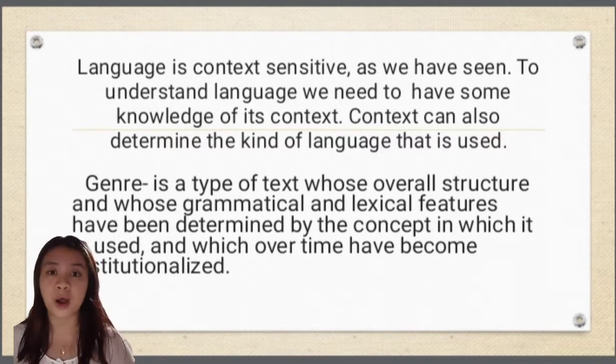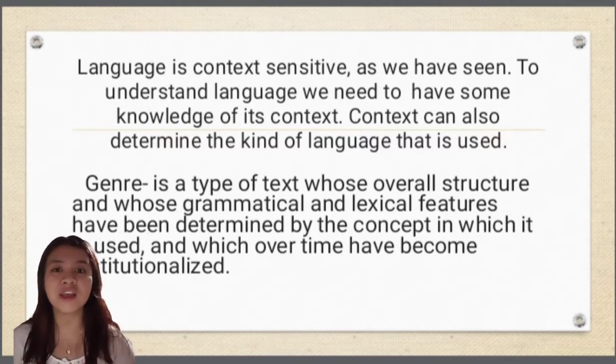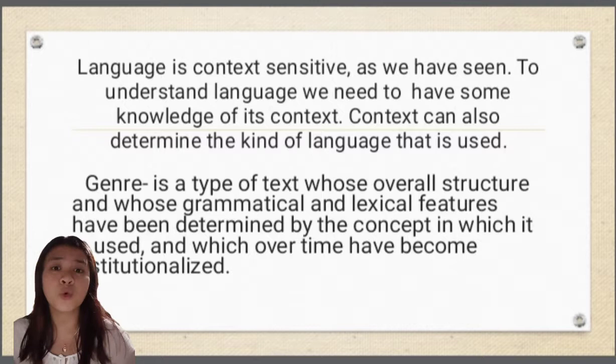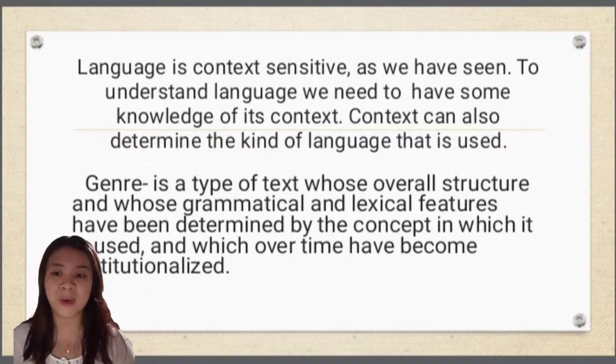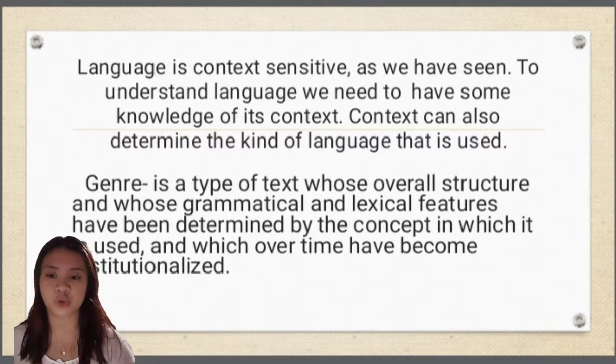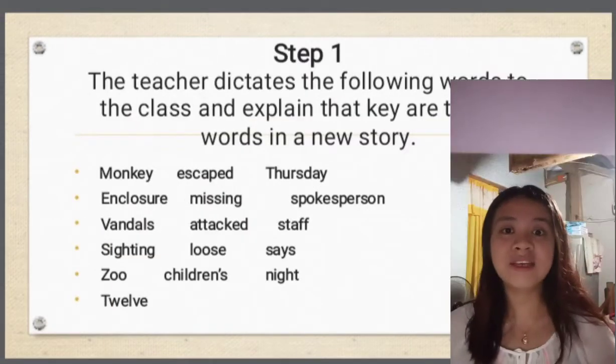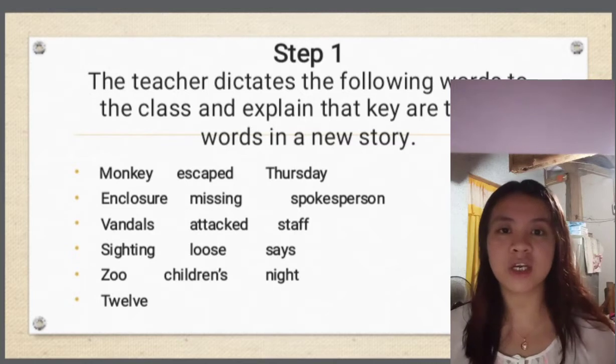So, the study of these ways in which social contexts impact upon language choices is called genre analysis. So, genre, what is genre? A genre is a type of text whose overall structure and its grammatical and lexical features have been determined by the context in which it is used, and which over time becomes institutionalized. So, using genre analysis, we have here 7 steps.